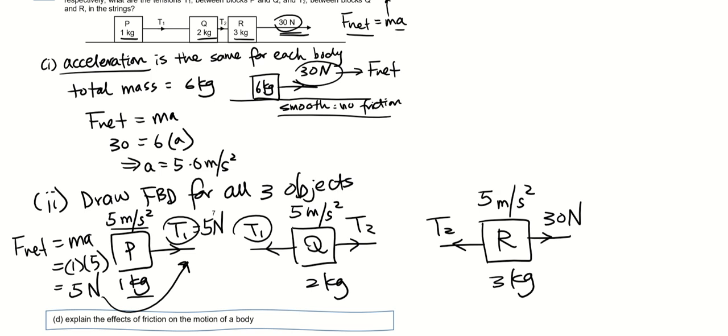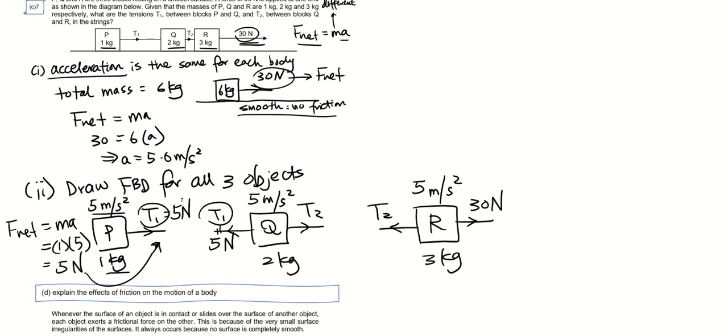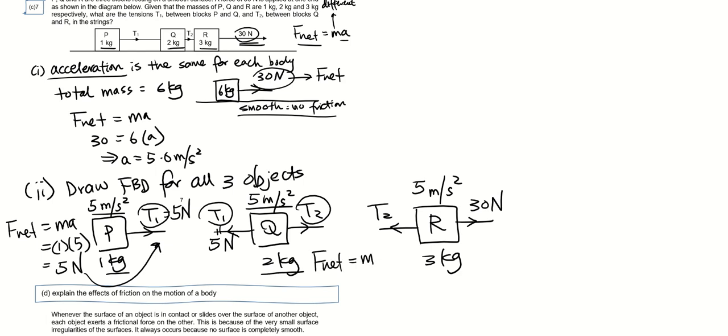How about this T1 that is on Q? It will then be equal to 5 newtons as well. But because there's now a force of T2, I actually need to work out what the F net is, because now there are two forces, T1 and T2, pulling Q in opposite directions. Because I have the acceleration and I have the mass, I calculate my F net equals ma. My F net is going to be 2 multiplied by 5, so it's going to be 10 newtons. So for my F net for Q, remember how do we represent F net? We draw a double arrow not touching the object, and we put the magnitude there.